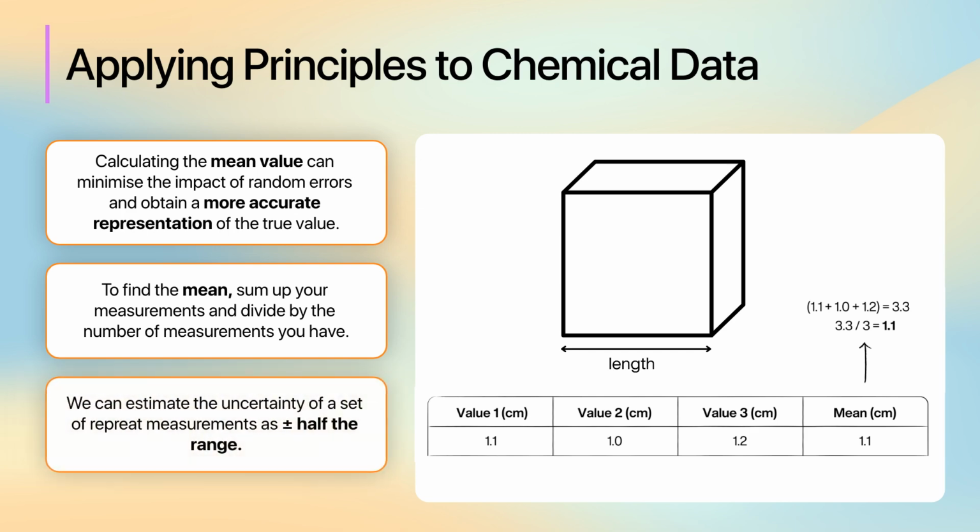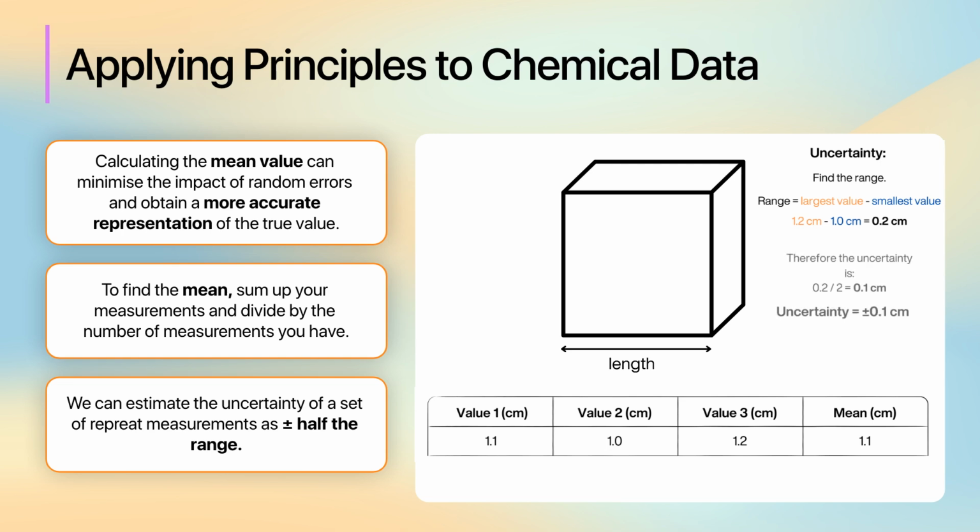We can estimate the uncertainty of a set of repeat measurements as plus or minus half the range. Remember that the range equals the largest reading minus the smallest reading. In this case, the range is 1.2 minus 1.0 equals 0.2. Therefore, the uncertainty is 0.2 divided by 2 equals 0.1 centimeters. We can present the measurement as 1.1 plus or minus 0.1 centimeters.